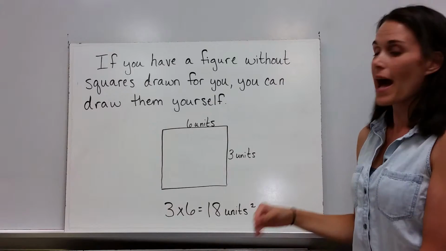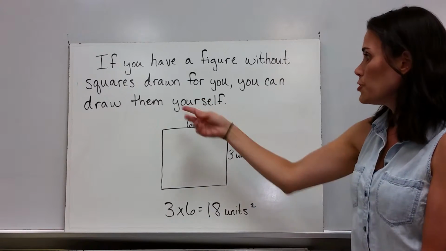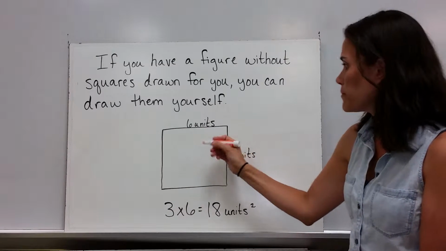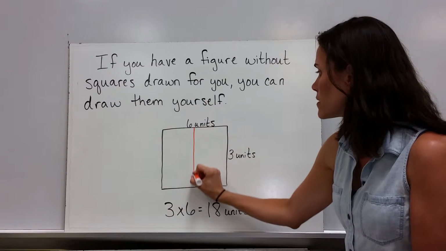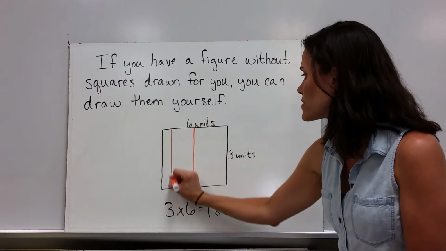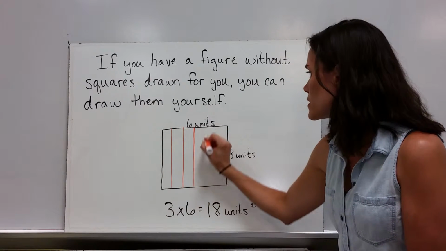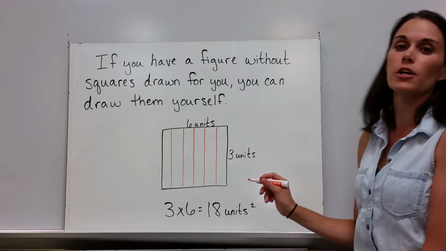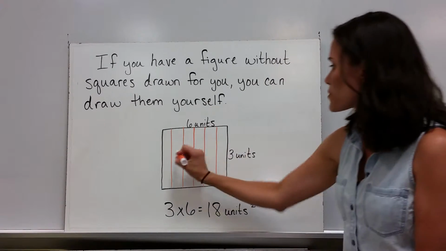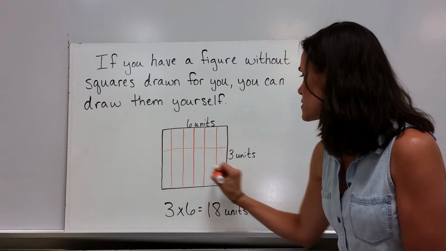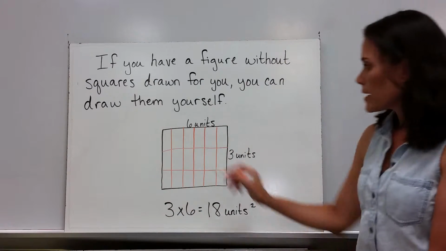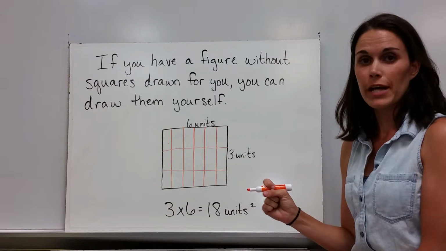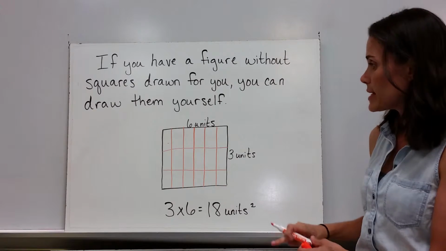If you have a figure without the squares drawn for you, you can draw them in yourself. So I know I want 6 units going this way, so I'm going to cut it in half. I'm going to cut each half into thirds. That will give me 6. But don't worry if it's not even. That's really not that important as long as you have the correct number. And then 3 this way, so I'm going to cut this into thirds. And you could go ahead and count them if you didn't know 3 times 6, or you could just do the multiplication. 3 times 6 equals 18 units squared.